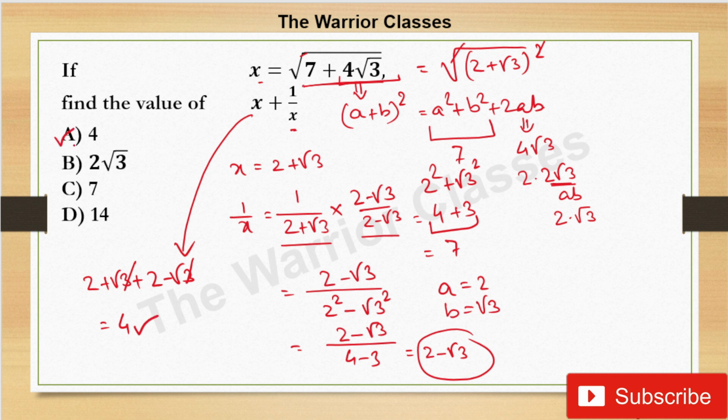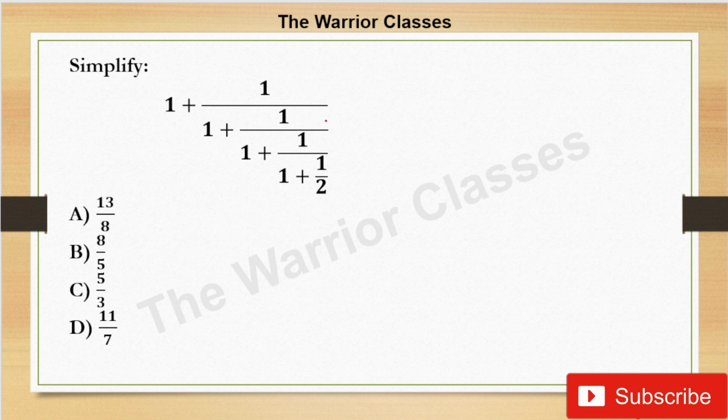Now moving to the next question, and this is the question of a ladder. We'll simplify this question. For solving this we'll start from the bottom. Now we'll multiply 2 and 1, it becomes 2 plus 1, 3. So it is 3 over 2. Now we have 1 in the numerator, so it is 1 over 3 by 2. So it will become 2 by 3, right? The value of this whole term becomes 2 by 3.